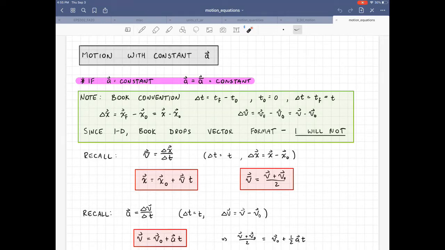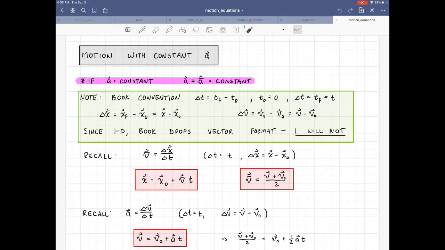All right, now that we have defined our motion quantities, position, displacement, velocity, acceleration, we're now going to explore motion, and we're going to first explore motion with constant acceleration. If we have a constant acceleration, then the instantaneous acceleration and the average acceleration are the same thing. They're whatever that constant value is.